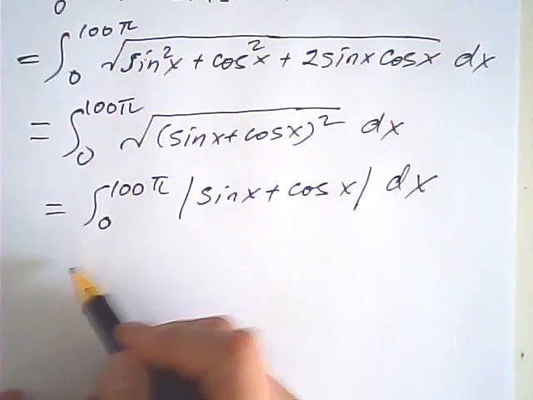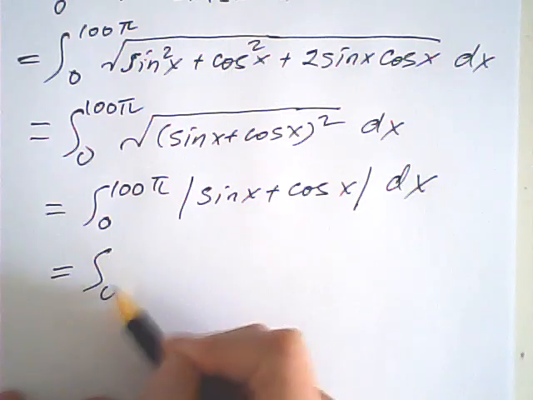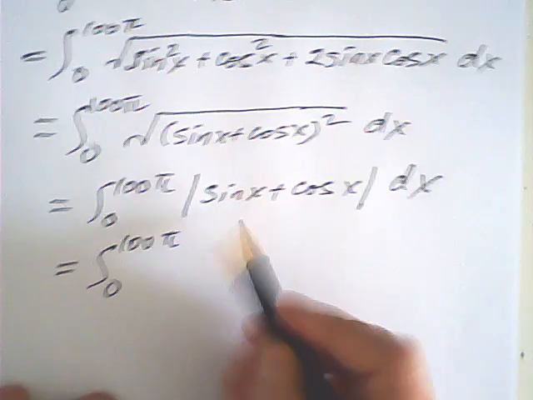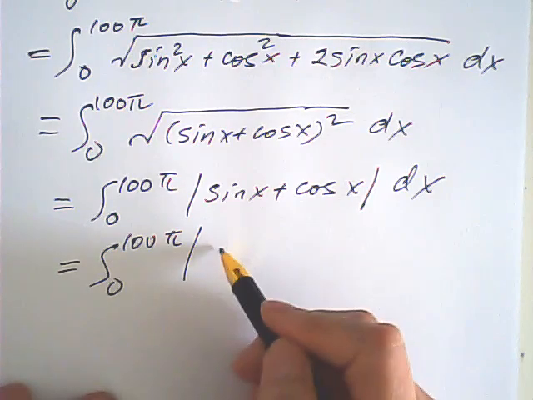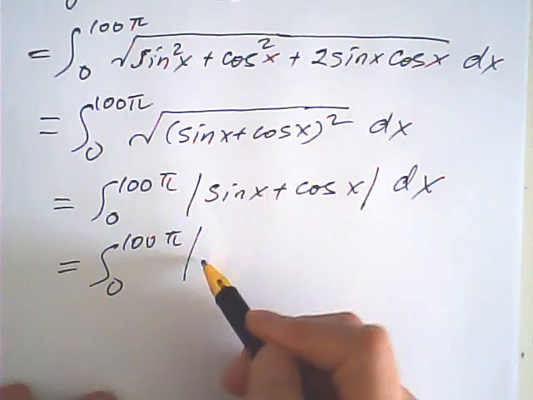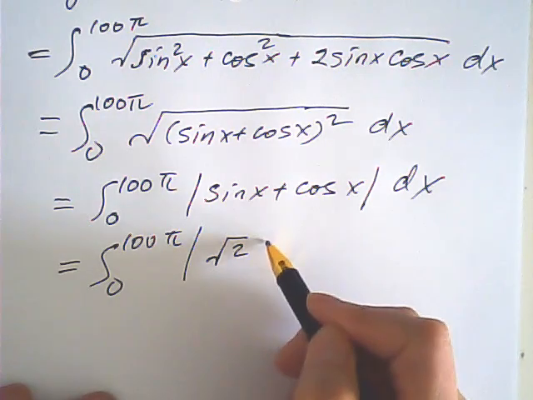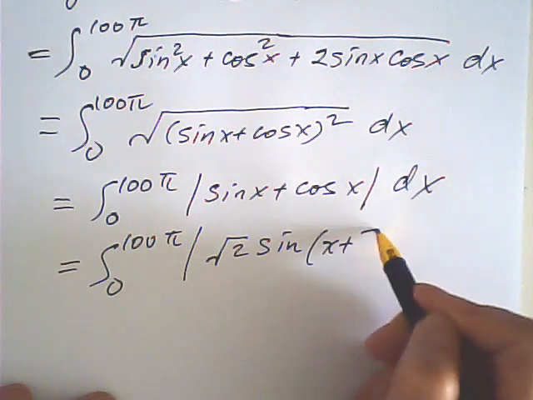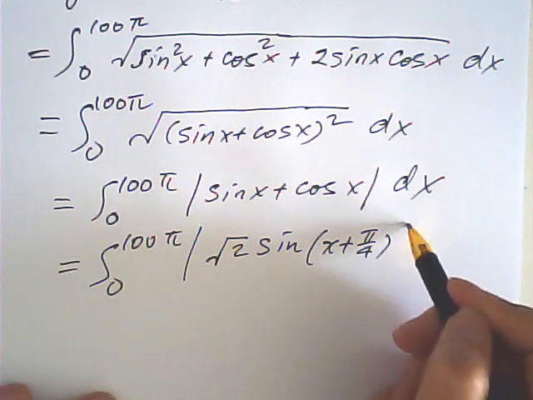And this one is equal to the integral from 0 to 100 pi of the absolute value of root 2 times sine of x plus quarter pi. Yeah, that's obvious.